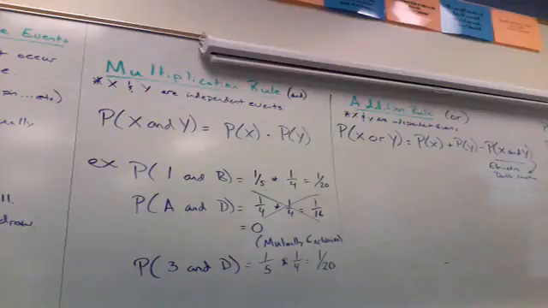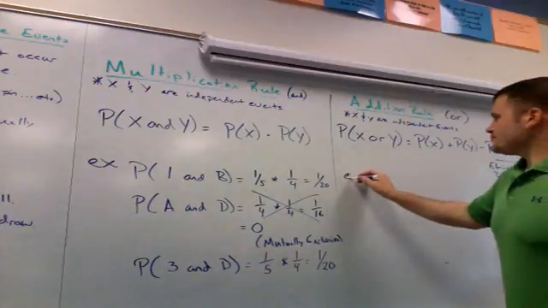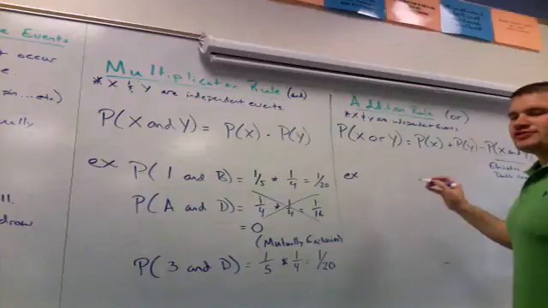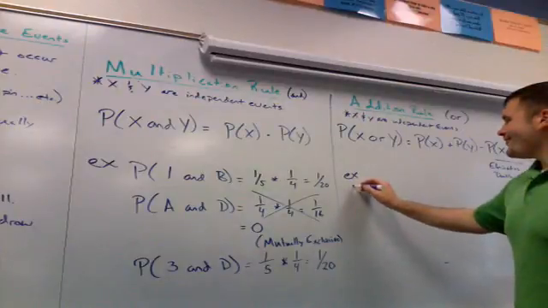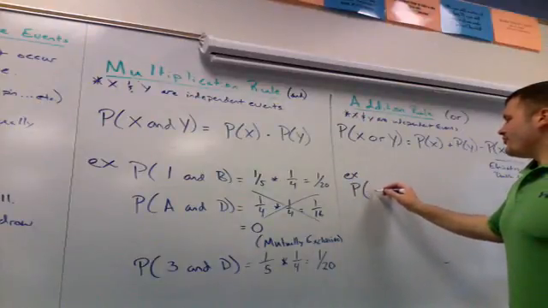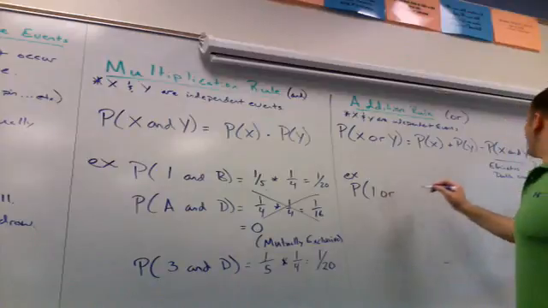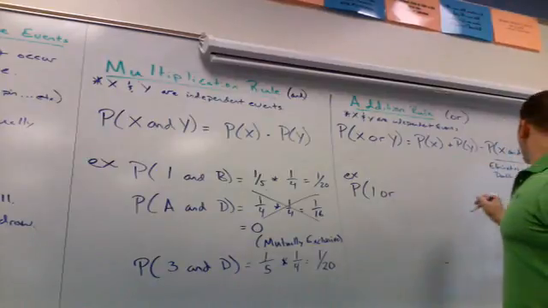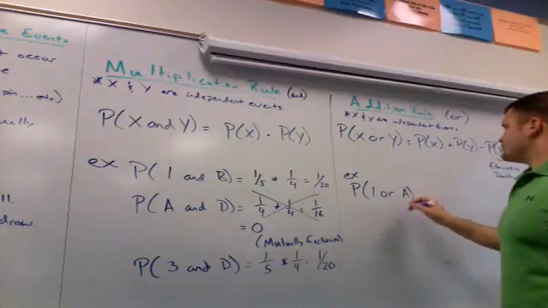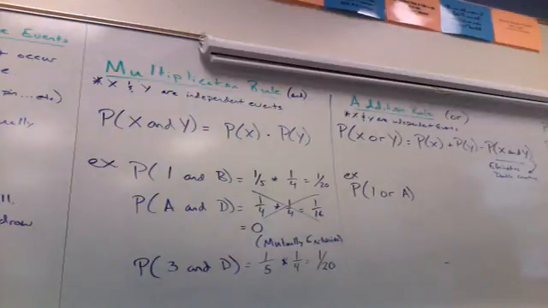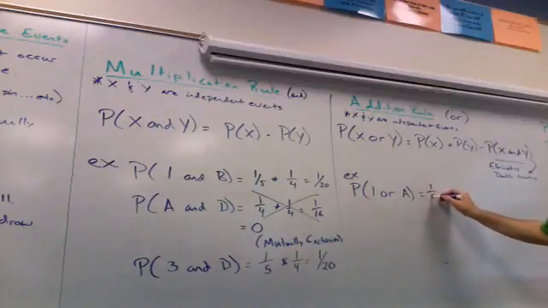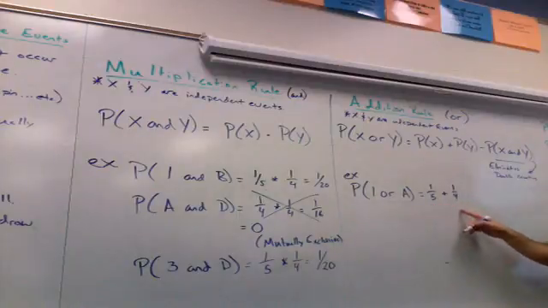Yes, we will. Oh, and I can catch the mutually exclusive again, right? Okay. So the probability of 1 or A. Now what's the probability of 1? 1 out of 5. What's the probability of A? 1/4. If I do this, I'm going to get my double counting, aren't I?